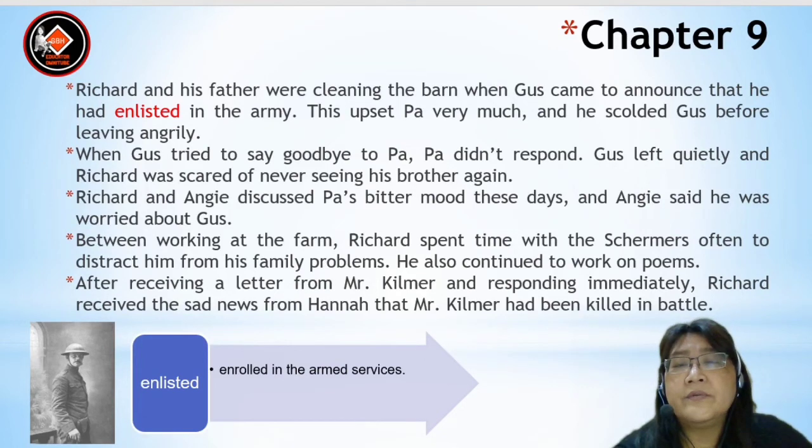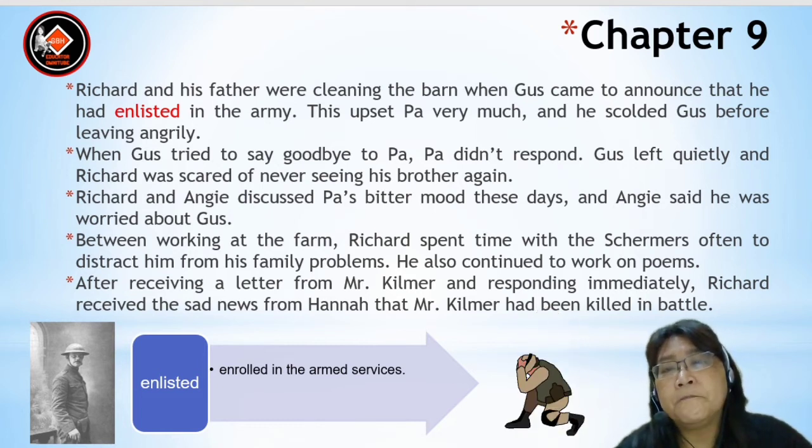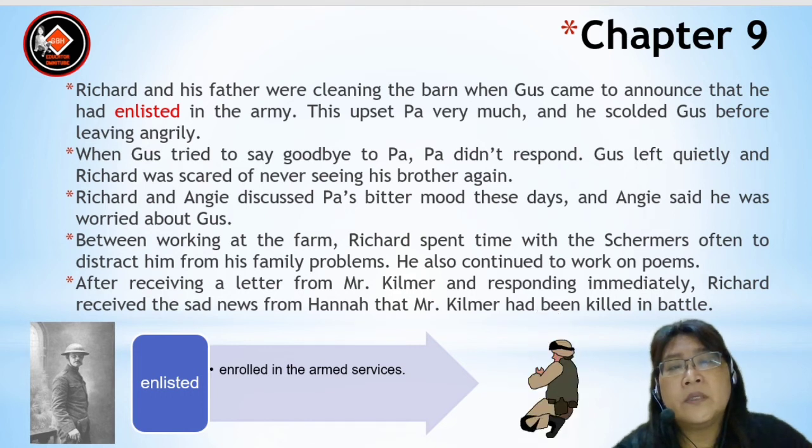Chapter 9. Richard and his father were cleaning the barn when Gus came to announce that he had enlisted in the army. This upset Pa very much, and he scolded Gus before leaving angrily. When Gus tried to say goodbye to Pa, Pa didn't respond. Gus left quietly and Richard was scared of never seeing his brother again.